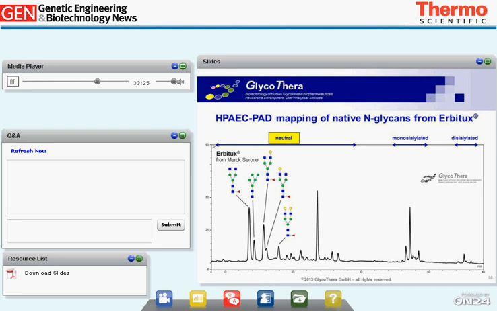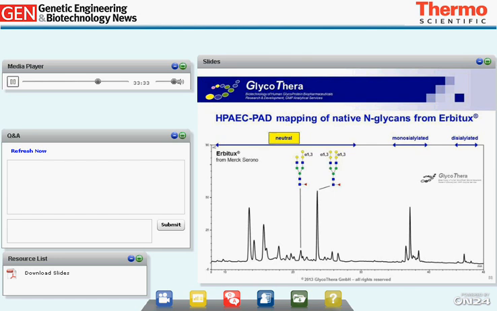The following glycan structures mainly derive from the Fab fragment. These are the diantennary N-glycans with 1 and 2 gal alpha-1,3 gal motifs, and triantennary glycans with 2 and 3 gal alpha-1,3 gal motifs.